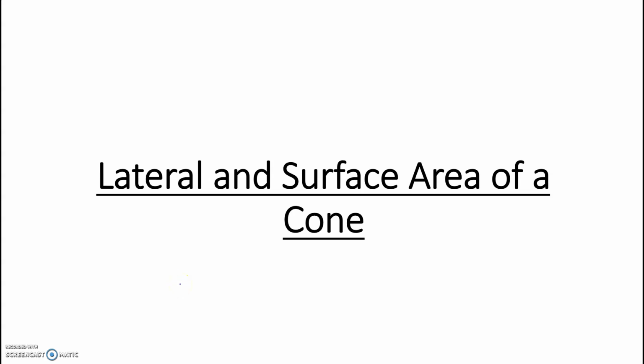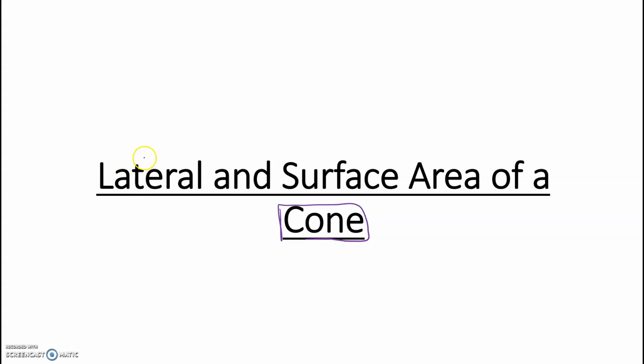All right, today we're going to talk about a couple things. We're going to talk about cones. We're going to focus in on cones today. And we're going to talk about lateral and surface area. Now, lateral is something we haven't really mentioned yet, but we could have been finding this whole time.